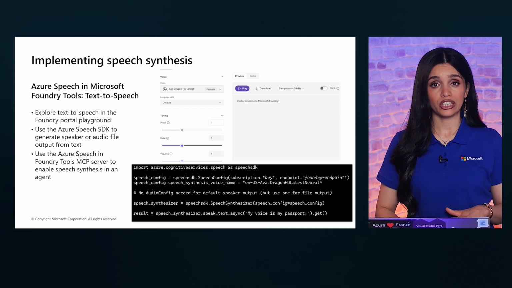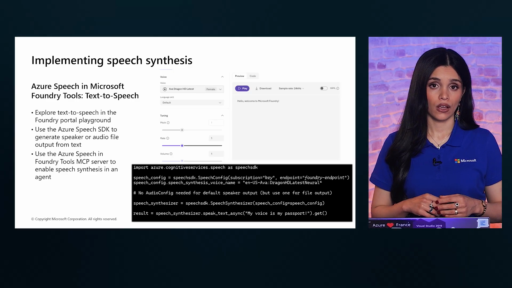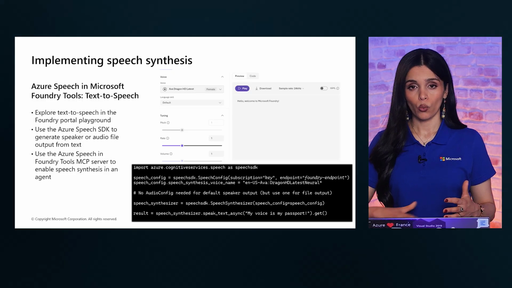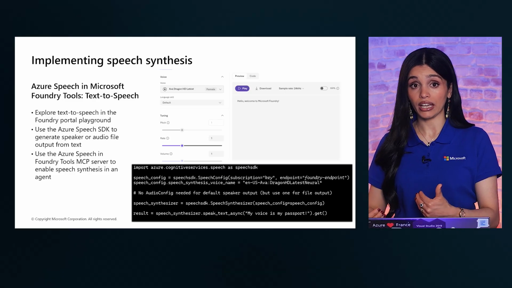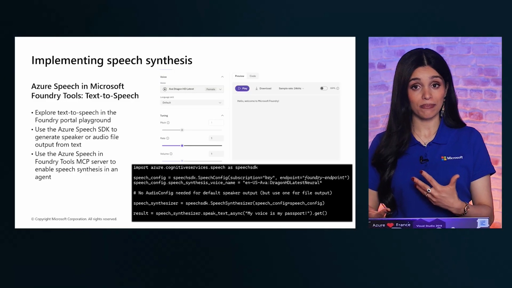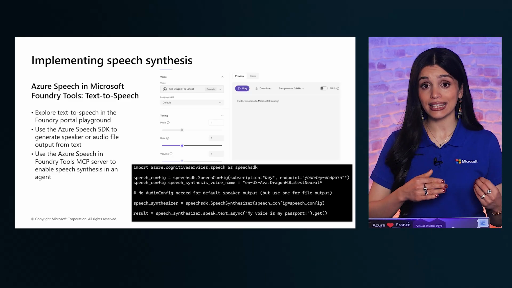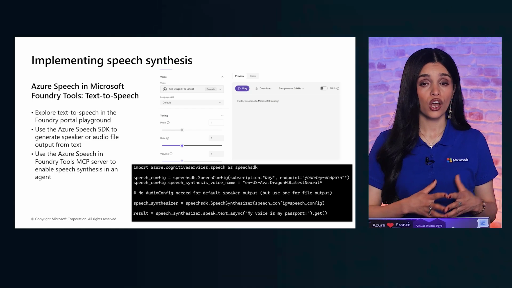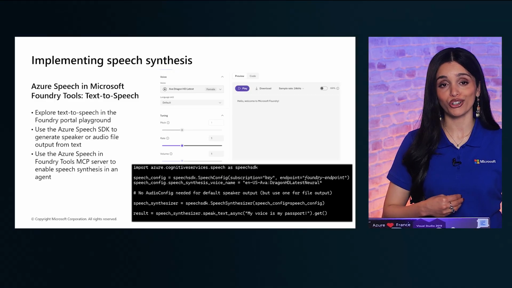So just like speech recognition, there are 3 ways to use speech synthesis in Azure. You can explore text-to-speech directly in the Foundry portal playground without writing any code. You can also use the Azure Speech SDK to generate spoken audio in an application, choosing a voice as a part of the configuration. Or you can enable speech synthesis inside an AI agent using Azure Speech in Foundry tools through the MCP server, allowing the agent to speak as part of a conversation.